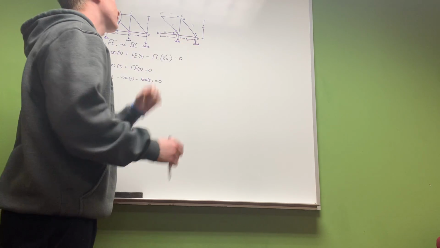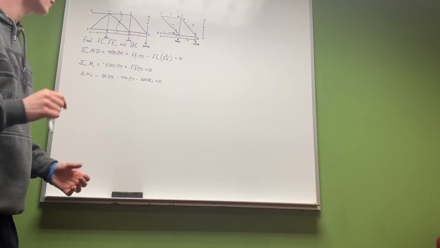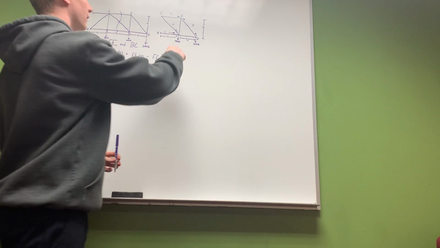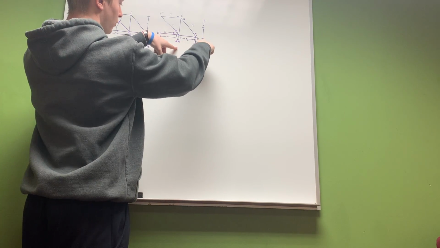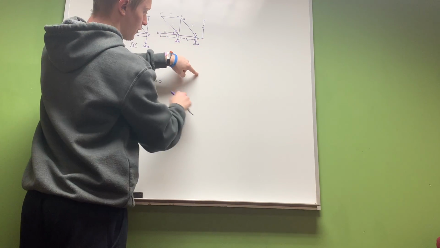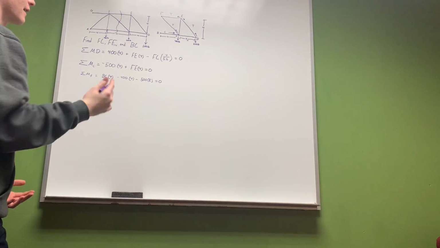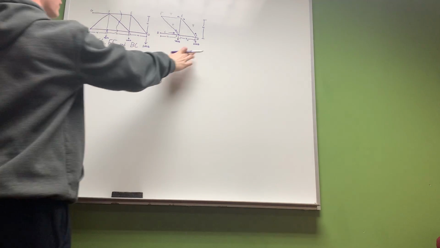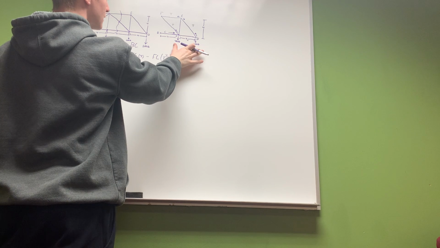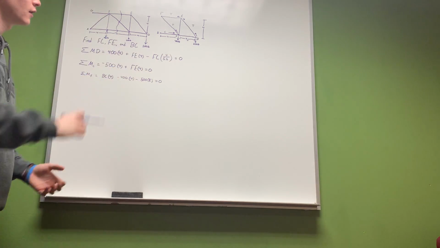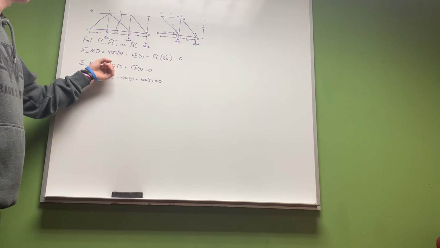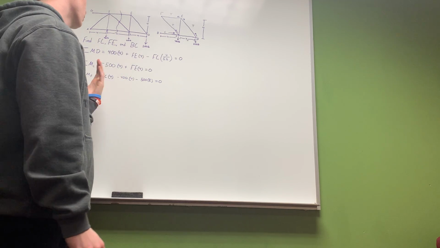Point D here, we have this 500-pound force. That will cause a moment, and that will cause a negative moment. So if we have point C and we have a force going like that, it will go this way, which is clockwise, which means it's a negative moment. So that's why it's a negative 500, and it's acting at 4 feet. That's our perpendicular force.